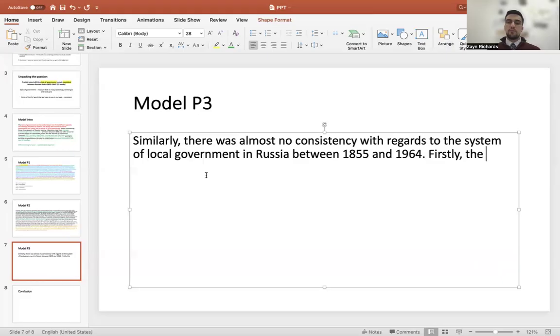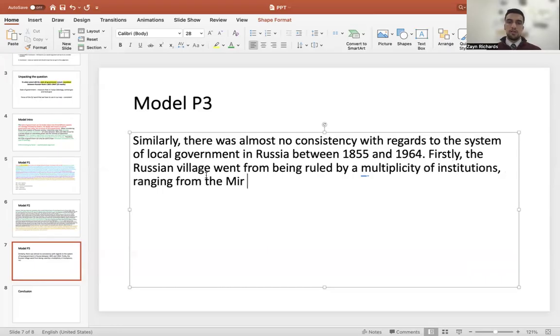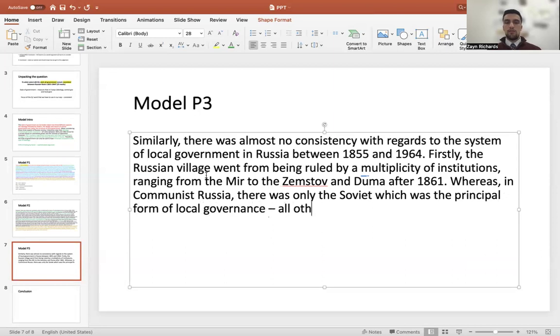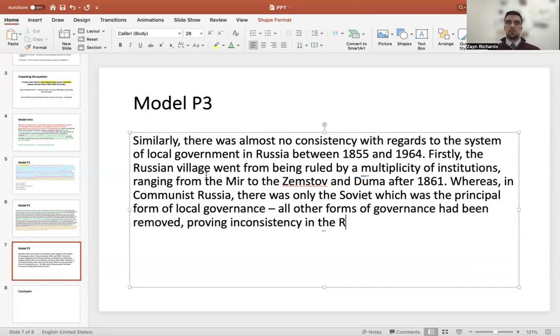Firstly, so I'm going to give my first point of synthesis. Firstly, the Russian village went from being ruled by a multiplicity of institutions ranging from the Mir to the Zemstvo and Duma after 1861. Remember, that's not the State Duma, it's different. Whereas in communist Russia, there was only the Soviet, which was the principal form of local governance. All other forms of governance had been removed, proving inconsistency in the structure of local government throughout the period.